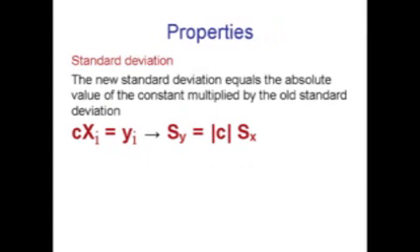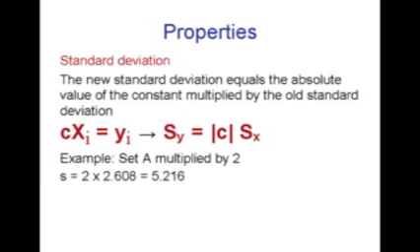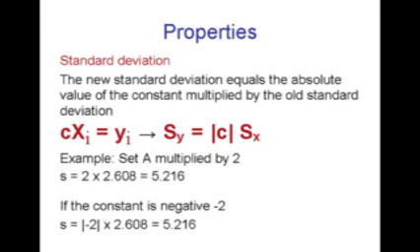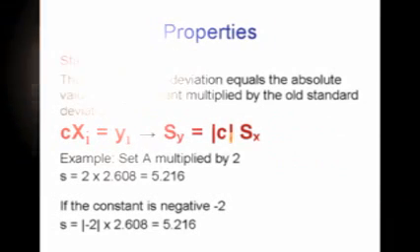Multiplying a constant by all observations in a dataset causes the standard deviation to be multiplied by the absolute value of the constant. Remember that the absolute value is simply the positive value of the constant. As shown here, multiplying set A by 2 is the same as multiplying the standard deviation by 2. If we need to multiply by negative 2, we simply take the positive value of negative 2, which is positive 2, and multiply it the same as the previous example. This concludes Lecture 3.